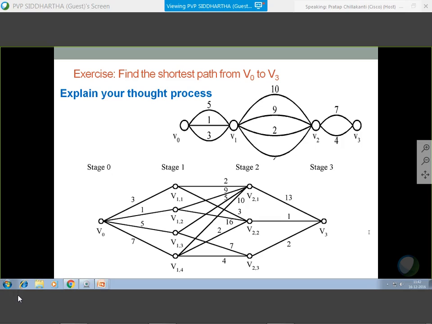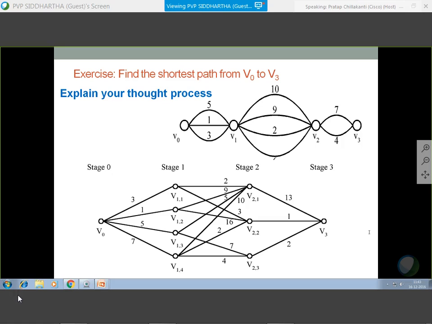Okay. Stage 2, what is that symbol there? V2,1. 2 represents the stage. 1 represents the first node. That's why you see V21, V22, V23. In stage 1, that's why you see V11, V12, V13, V14. So we did 1 plus 9. Okay. 1 plus 9 is 10.